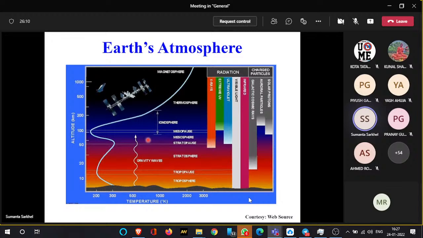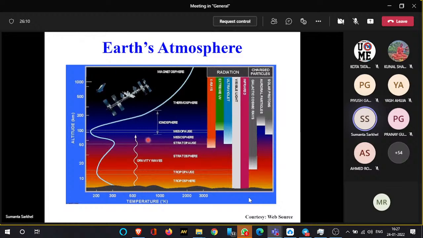Okay. Here, can somebody guess why the temperature again increases in the thermosphere? After the mesosphere, why is there an increase in the temperature in the thermosphere? Can somebody guess? Yeah, you can guess, don't feel shy. It may be a wrong answer, fine, but at least you should try.